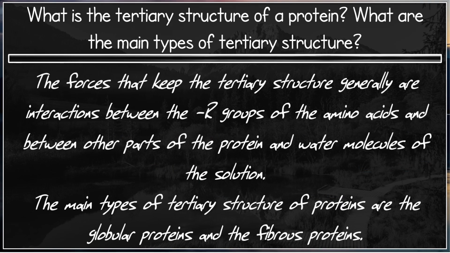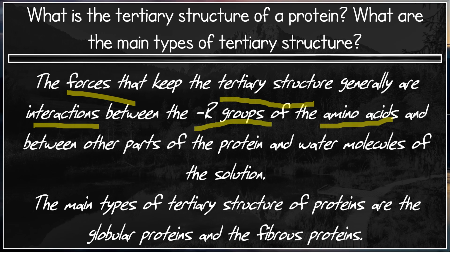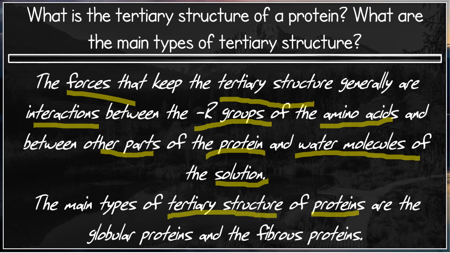The forces that keep the tertiary structure generally are interactions between the R groups of the amino acids and between the other parts of the protein and water molecules of the solution. The main types of tertiary structures of protein are the globular proteins and the fibrous proteins.